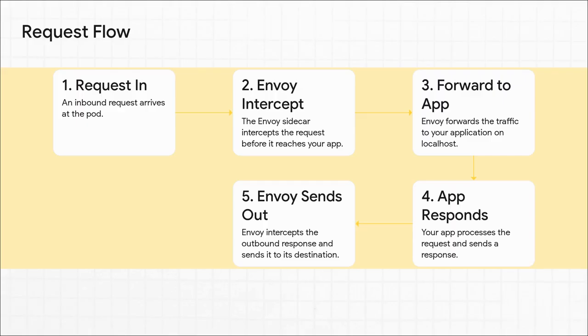Instead, some clever networking rules inside the pod grab that request and hand it over to the Envoy sidecar first. Envoy takes a look, maybe it checks a few security policies, gathers some metrics, does its thing, and then it forwards it to your application on localhost. Your app processes it, sends back a response, and yep, you guessed it. Envoy intercepts that response on its way out, too, before sending it off to its final destination. It's literally a gatekeeper for everything.